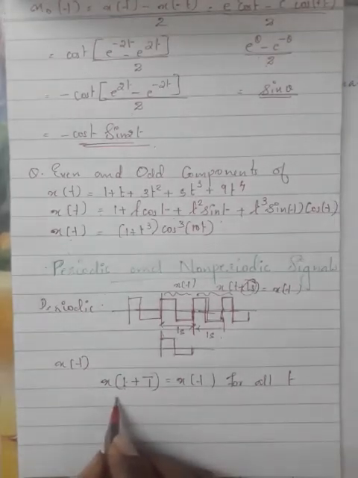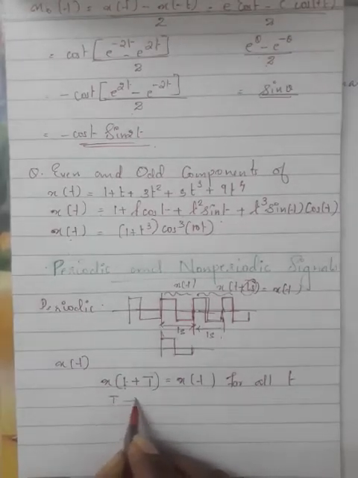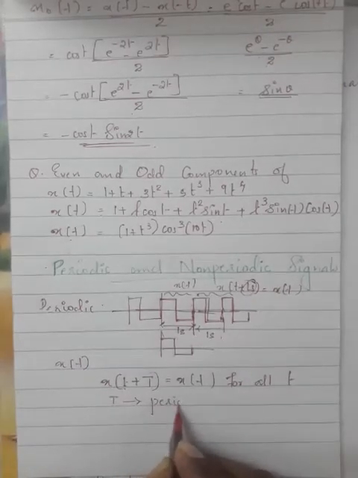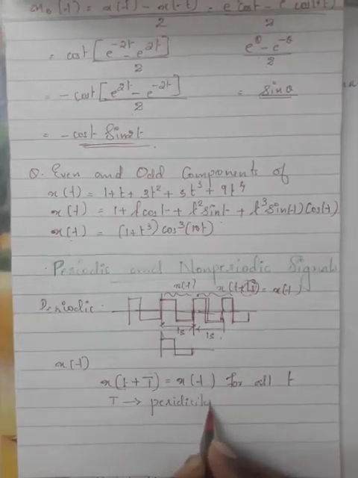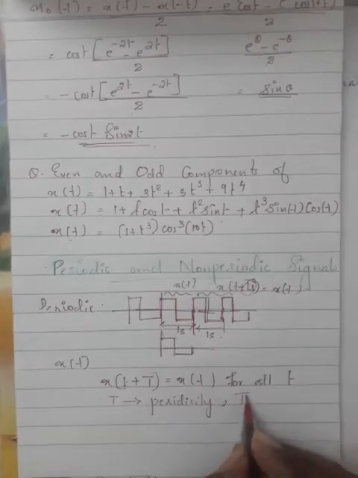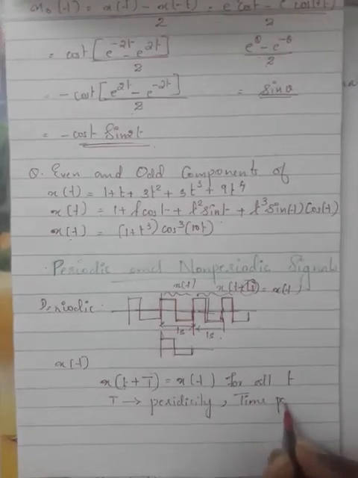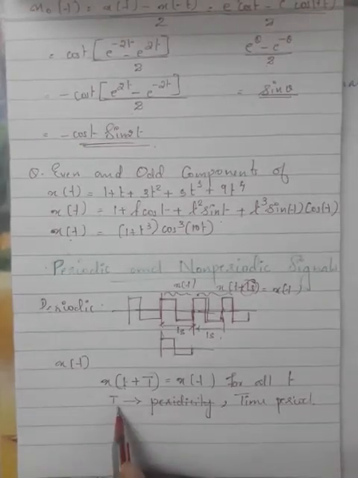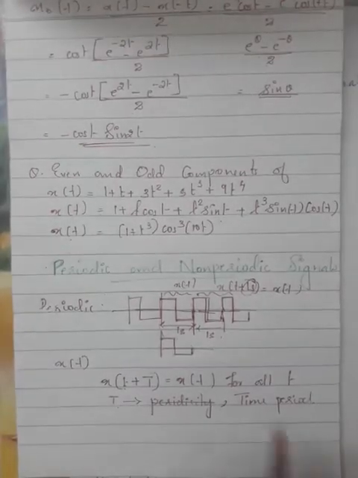Then this T is known as its period or time period. So for every time period T the signal is repeating, then the signal is known as periodic.